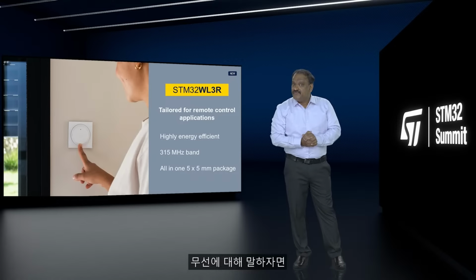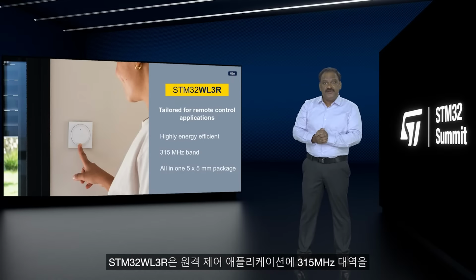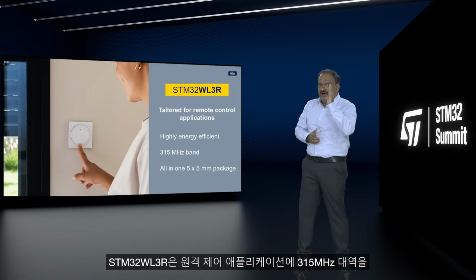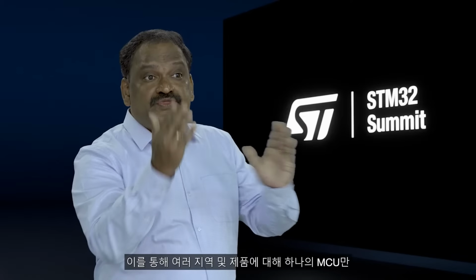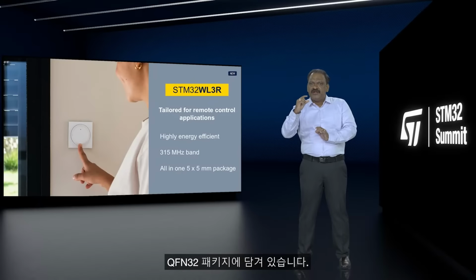And speaking of the radio, the STM32WL3R is the first STM32WL3 to support the 315 MHz band for remote control applications. That's on top of the other wireless bands for Europe, America, and Asia. That gives you the ability to take advantage of new radio regulations for remote control applications while qualifying only one MCU for many regions and products. And all of this is contained in a QFN32 package measuring only 5 mm by 5 mm.